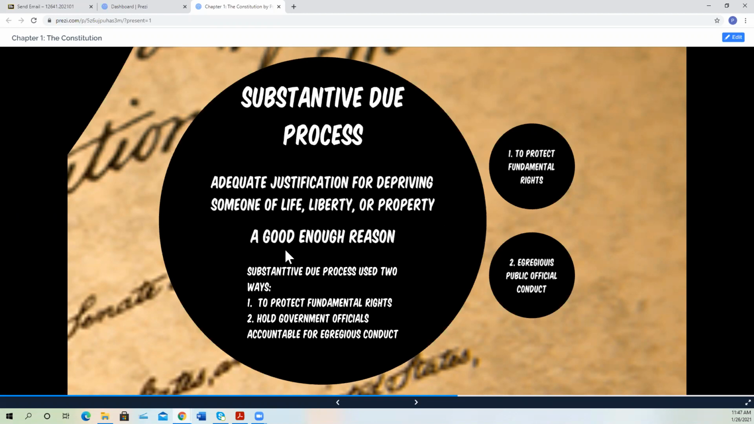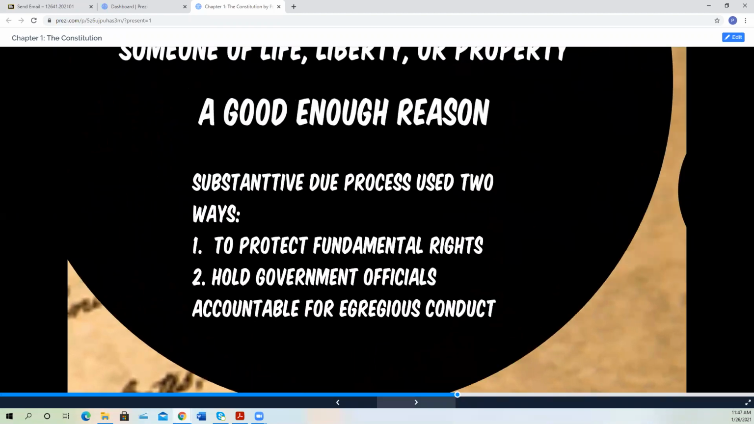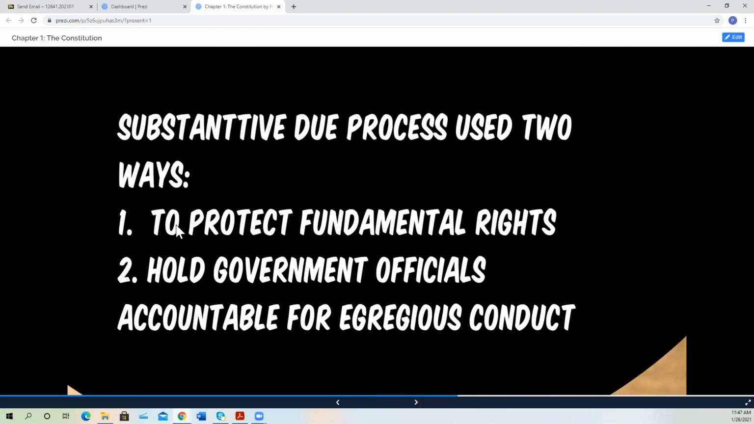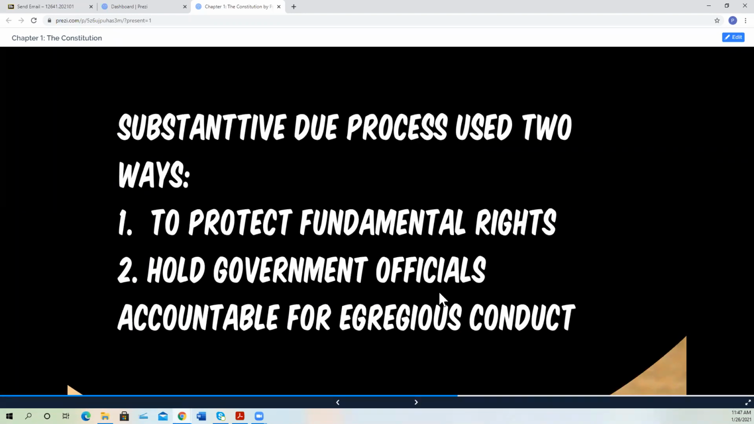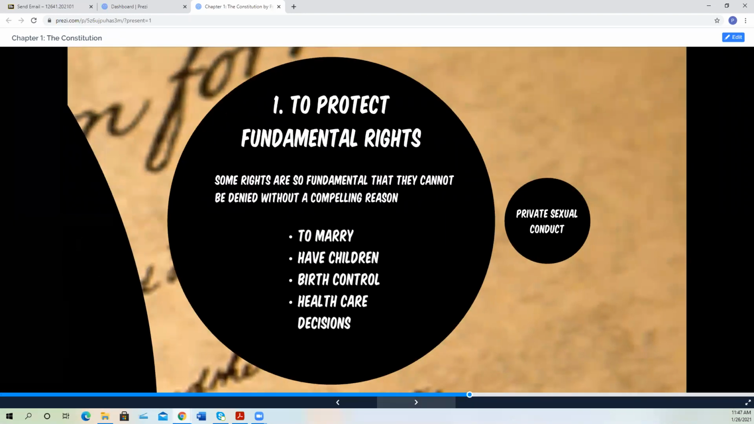And substantive due process is broken down into two categories. The first is to protect our fundamental rights, and the other is to hold government officials accountable for egregious conduct. These are the two types of substantive due process. So the first one, to protect fundamental rights.